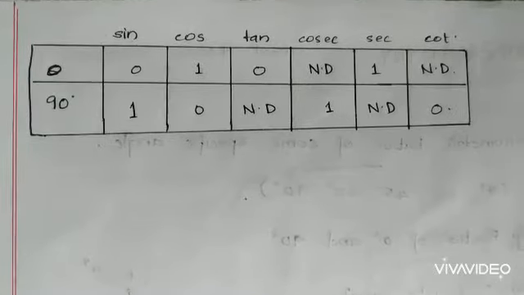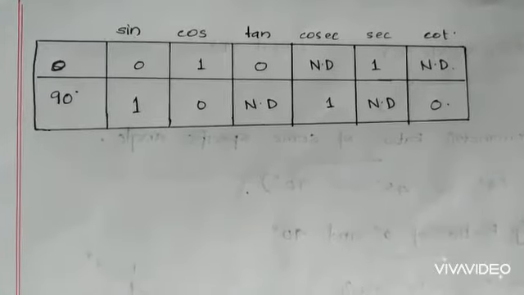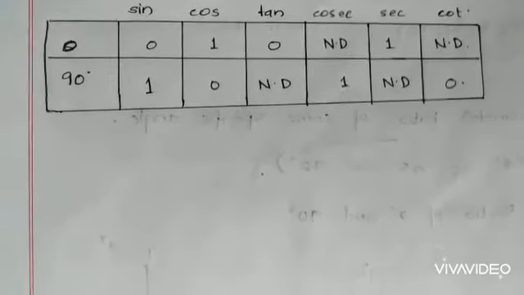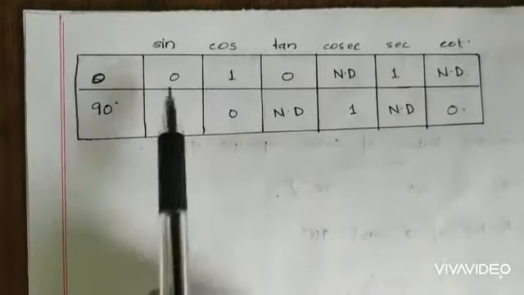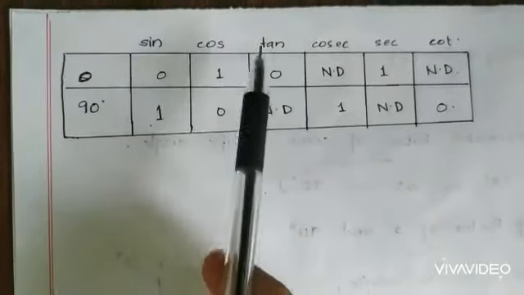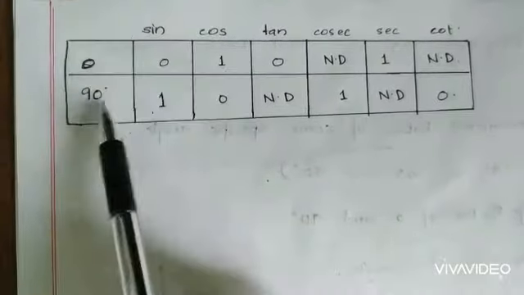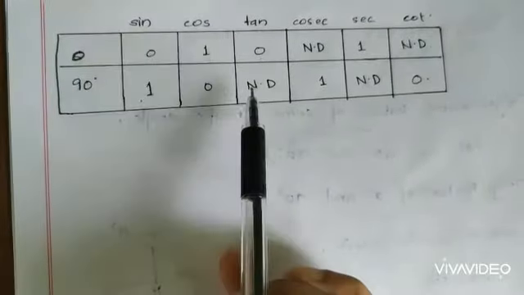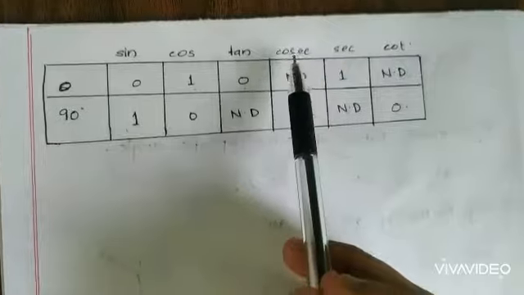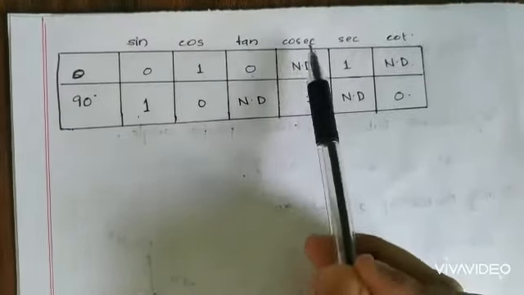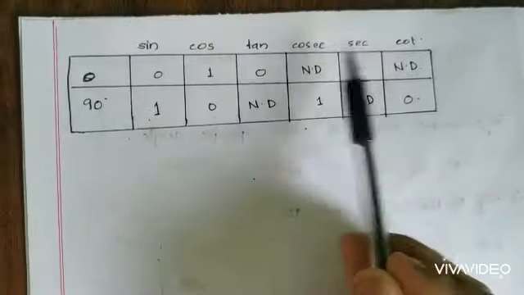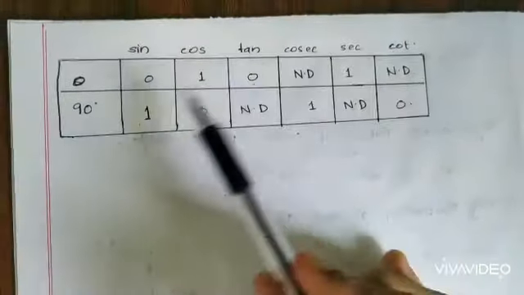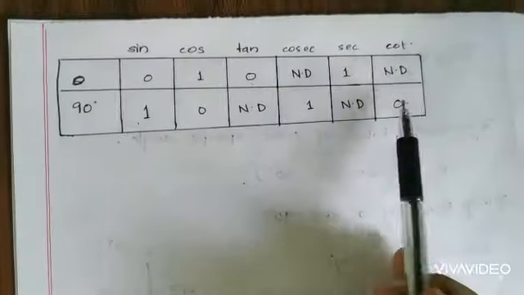This is a table showing the trigonometric ratios of 0 and 90 degree. Sine 0 is 0, sine 90 is 1, cos 0 is 1 and cos 90 is 0. Tan 0 is 0, tan 90 is not defined. Then cosec 0 is not defined and cosec 90 is 1. Sec 0 is 1 and sec 90 is not defined. And the last one, cot 0 is not defined and cot 90 is 0.